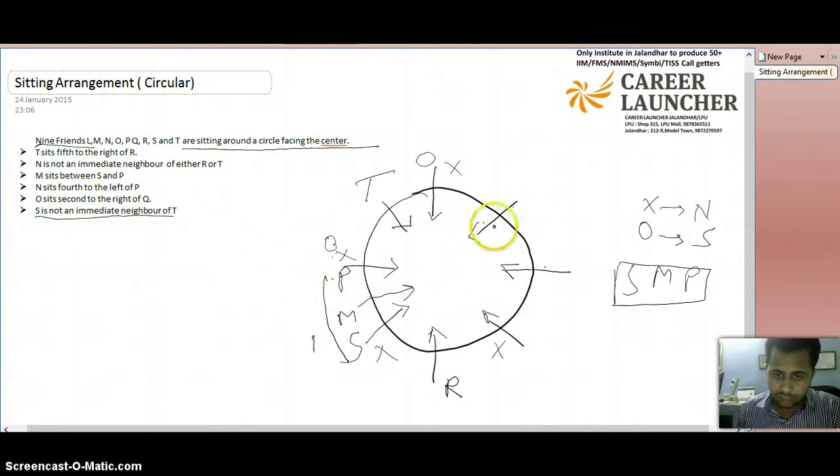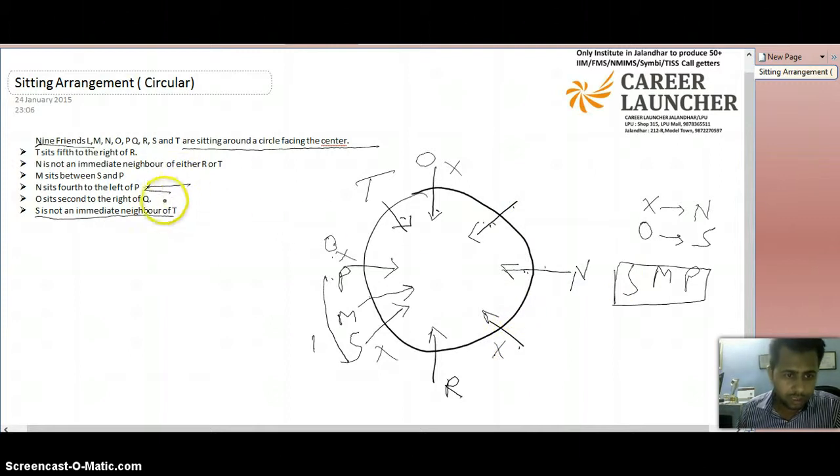How many places are left? 1 and 2, and 3. It says N sits fourth to the left of P. So the left of P would be 1, 2, 3 and 4. So N sits here. There are two places left now.